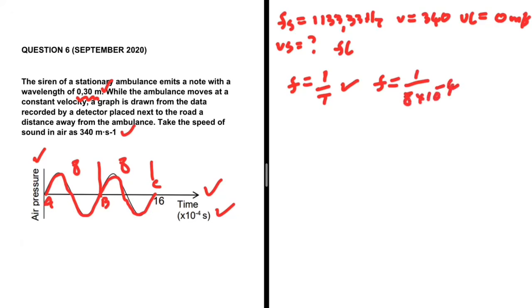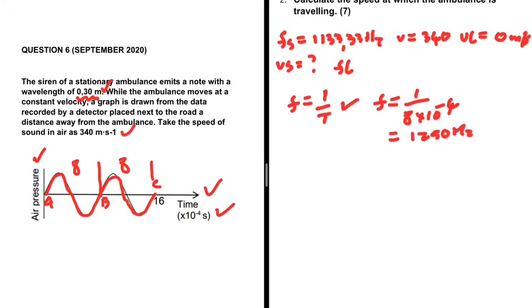So let me just go ahead and put that in my calculator. I'm getting 1250 hertz. So this is the frequency emitted and this is the frequency observed. So let's take a look at the frequency emitted and the frequency observed. The frequency observed, FL, is greater than the frequency emitted. So obviously the ambulance has to have been moving towards the detector. That is the only way FL can be greater than FS.